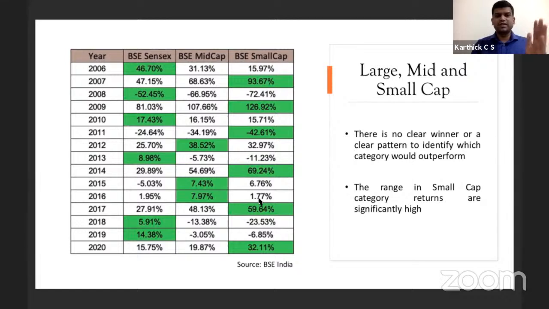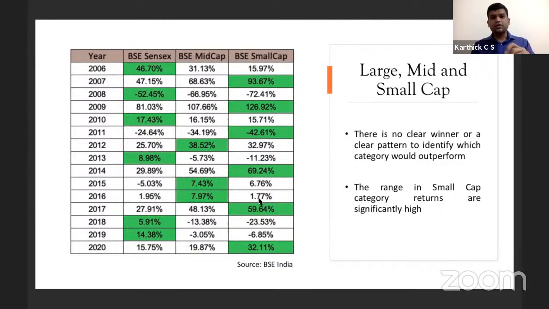That is from 2006 to 2020. If you look at each year, say large, mid, small, which category outperformed the rest consistently over the years? Okay, the narrative is very simple. No single category stands out consistently.